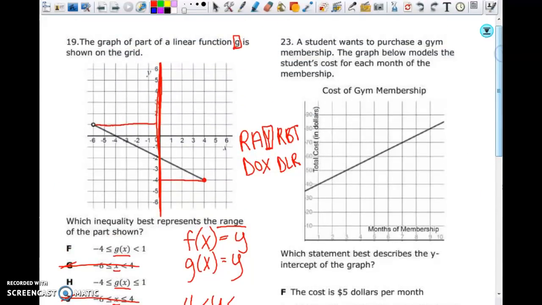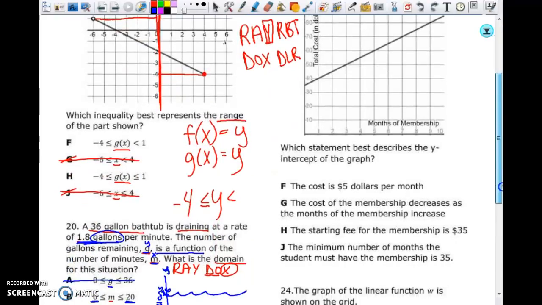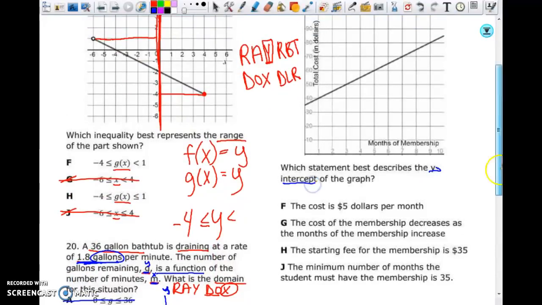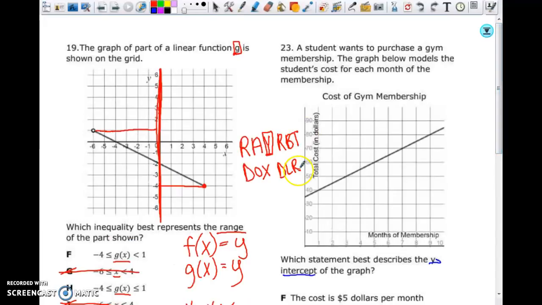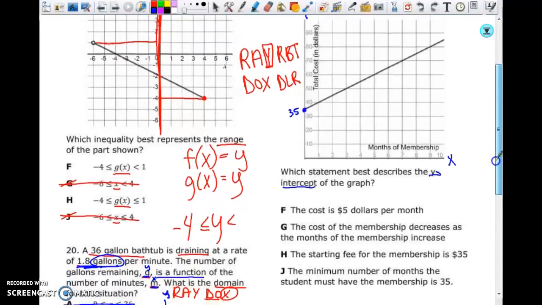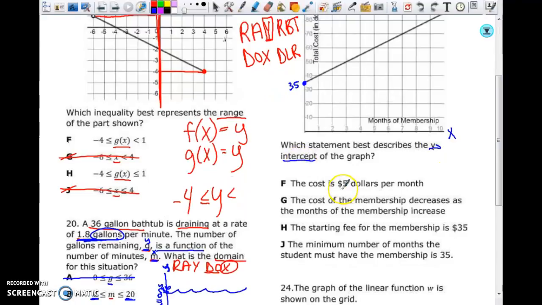All right, almost done. So number 23, a student wants to purchase a gym membership. The graph models the student's cost for each month of the membership. Which statement describes the y-intercept? So first of all, y'all know this is the y, right? This is the y, this is the x, so the y-intercept is where it crosses. So it crosses here at what number? This is 30, 40, so between 30 and 40, that's 35, right? So I'm looking for the number 35. Does the y-intercept represent the cost of $5 per month? Is that the number that I'm looking for? No, so that cannot be it.